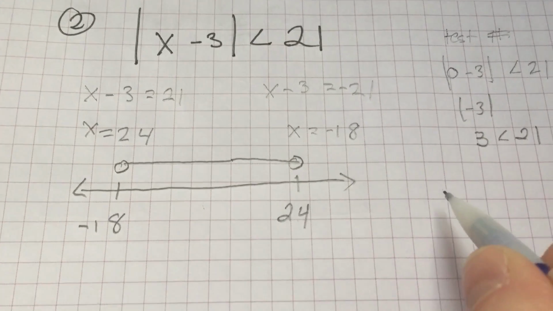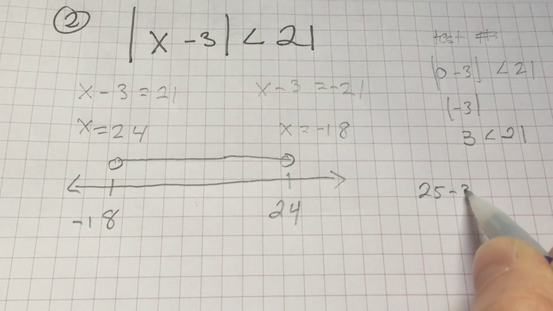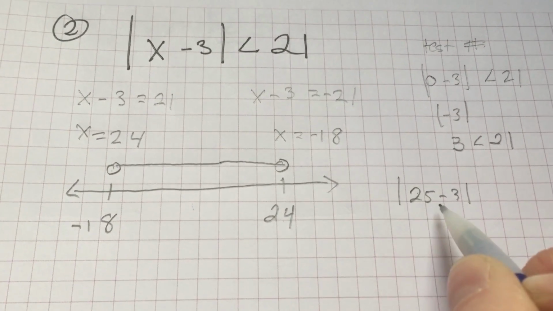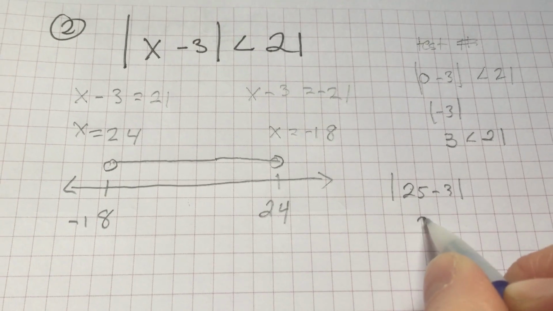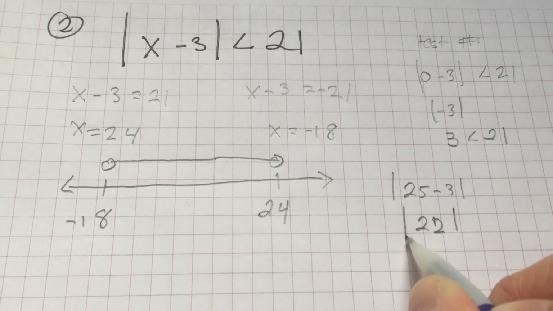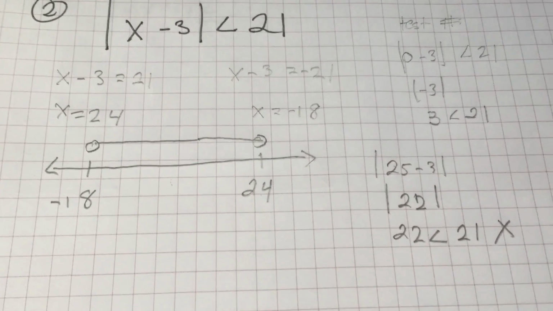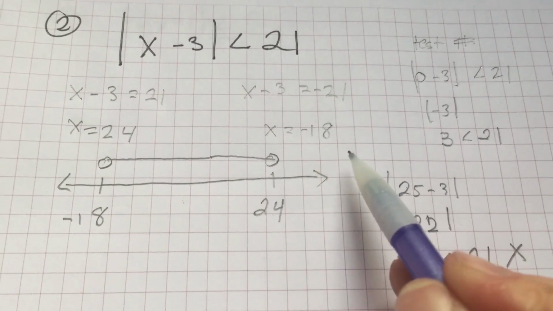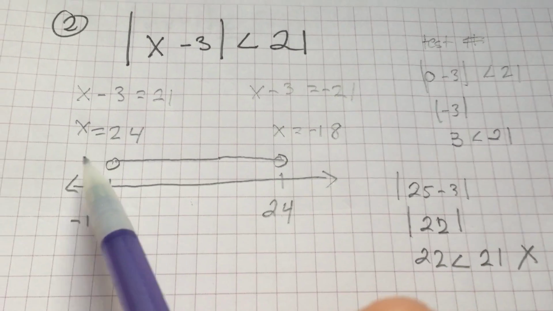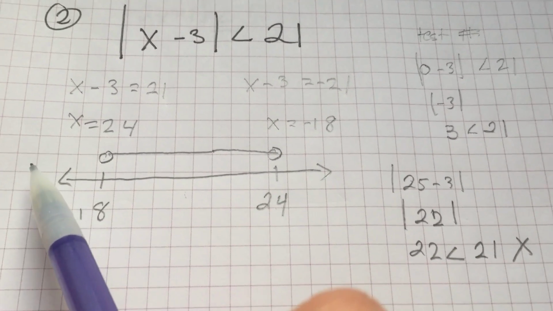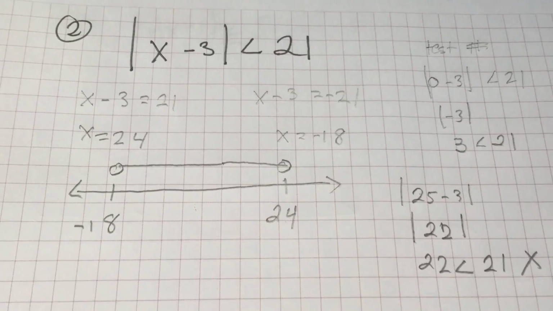So we can test like 25. So 25 minus 3 inside your absolute value will give you 22. Absolute value of 22 is 22. 22 is for sure not smaller than 21. So we know that our number is not going to increase past 24. Same thing if I tested number negative 19. It would not go past that direction.